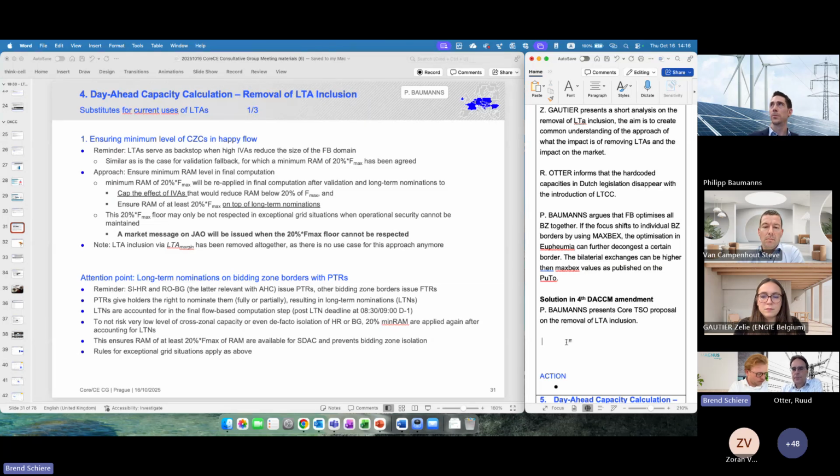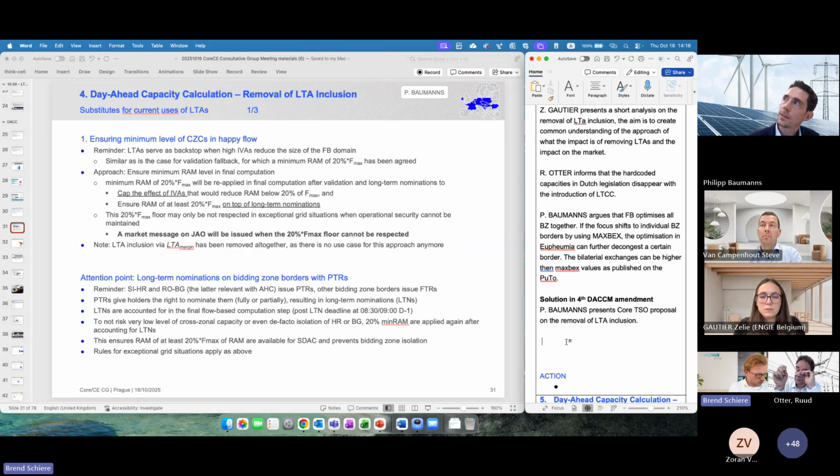That's not to be confused with the 70%, which is margin available for cross-zonal trade. That's also including exchanges with other zones. So we could have exchanges with Switzerland or Italy North or something today that also has an impact. The 20% will be for core exchanges. So there cannot be an empty domain on a regular basis, or a domain with RAM below this 20%.